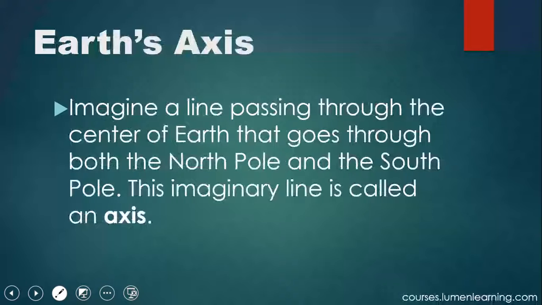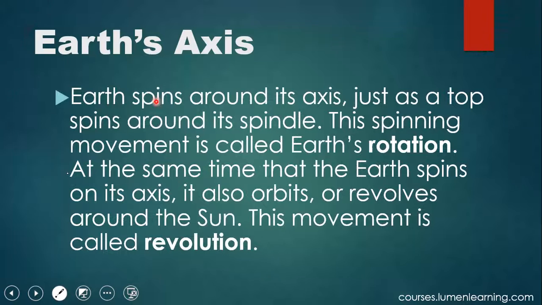Okay, but what is the Earth's axis? Imagine a line passing through the center of the Earth that goes through both the North Pole and the South Pole. This imaginary line is called an axis. Earth spins around its axis, just as a top spins around its spindle. This spinning movement is called Earth's rotation.